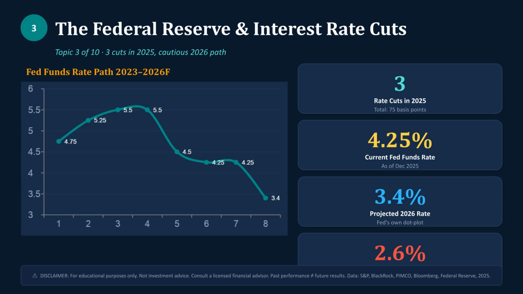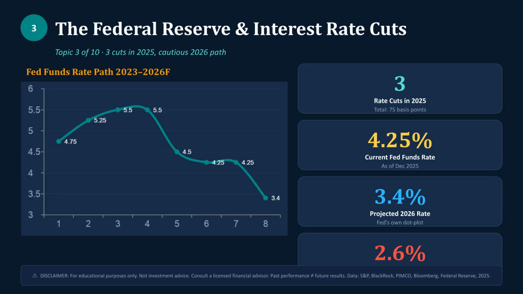The Federal Reserve cut interest rates 3 times in 2025, beginning in September, for a total reduction of 75 basis points. This brought the Fed funds rate down from its 5.5% peak to 4.25% by year-end. But the pace of cuts was slower than markets hoped.